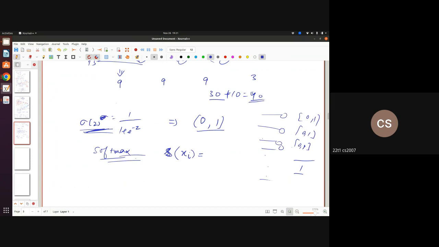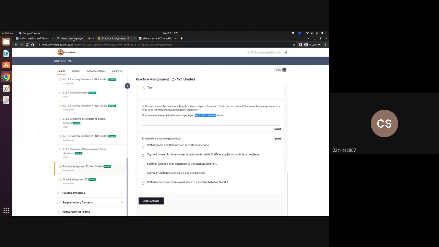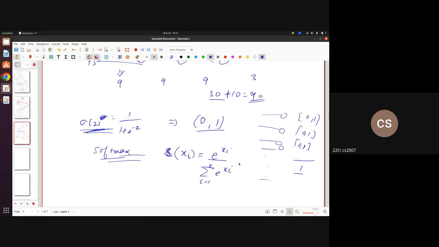So in that case, we use softmax, which is a generalized version of sigmoid, which is e to the x_i divided by the sum, i goes from 1 to k if there are k classes. Yeah, so let me finish this first and then we'll see the question. So this is the formula of softmax.